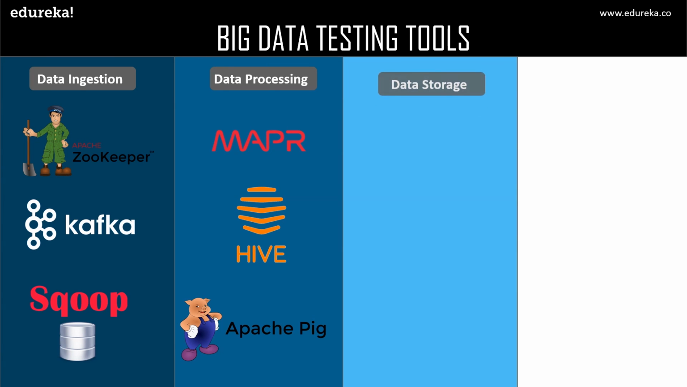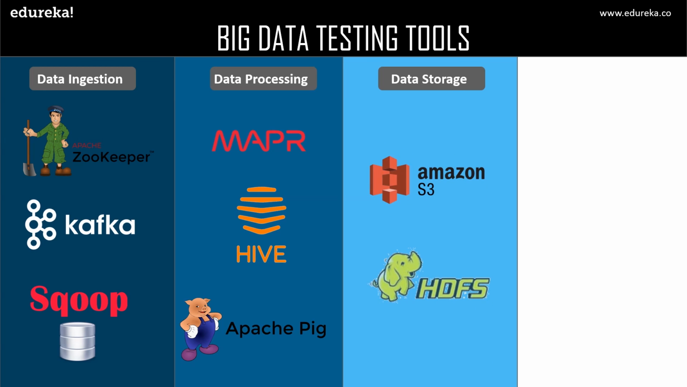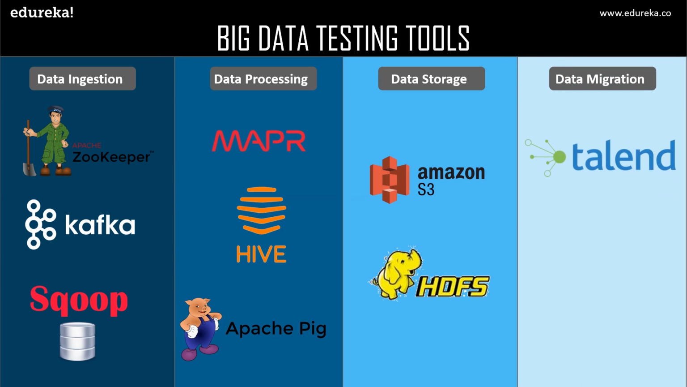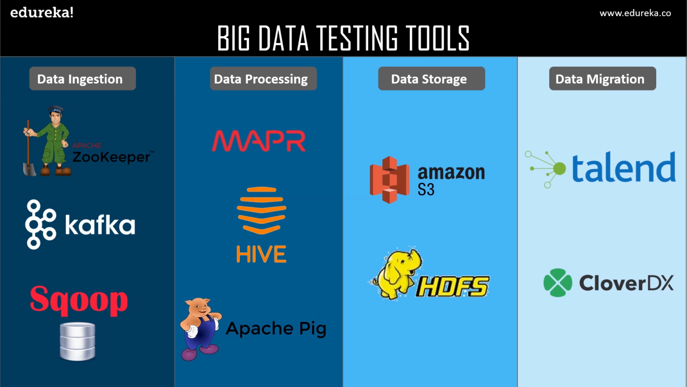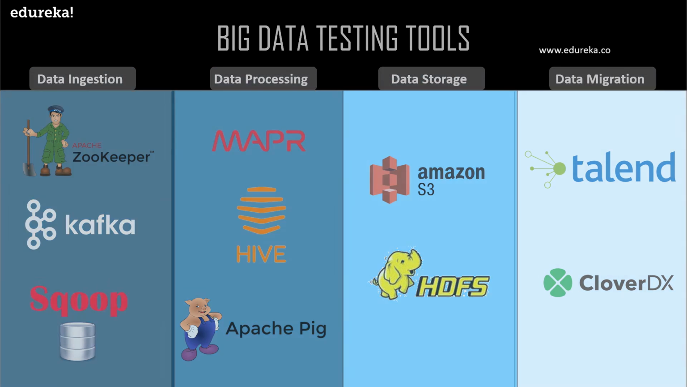The next kind of tools are the data storage tools. The most famous examples for data storage are Amazon S3 and HDFS. Finally, we have the data migration tools, and the popular examples for data migration are Talend and CloverDX. Now with this, we shall move ahead and understand the challenges faced in big data testing.